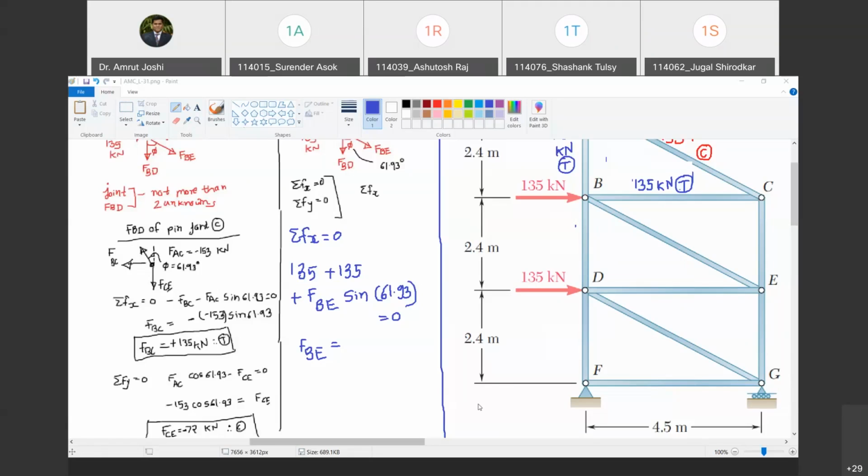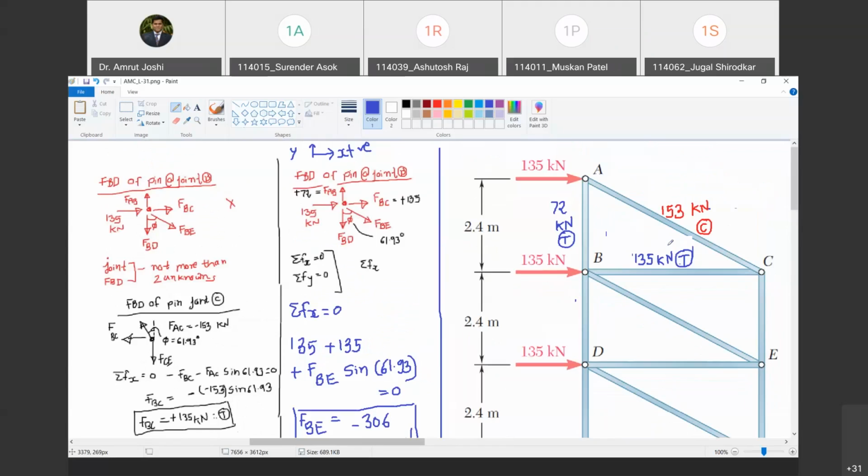Someone should confirm. Muskan, are you there? Can you unmute yourself? Muskan? Yes, sir. Is it coming out to be minus 306 kilonewton? And as it is negative, what is our understanding? Therefore it must be compressive in nature. Are you with me? Yes, sir. Now, where is FBE? FBE is along this member.